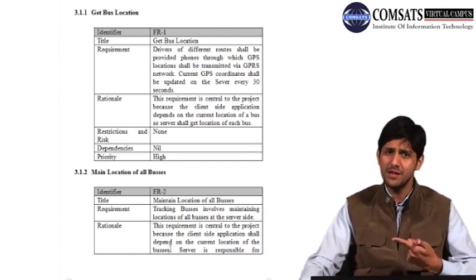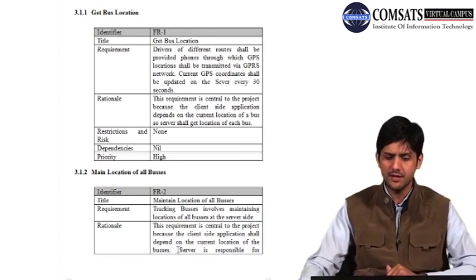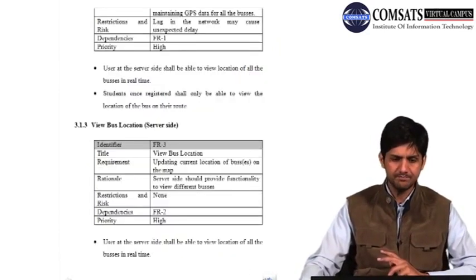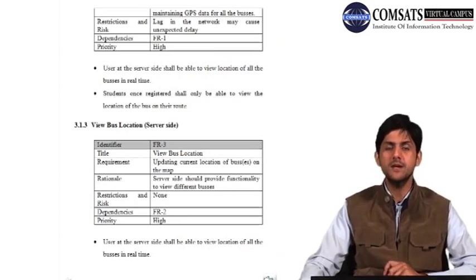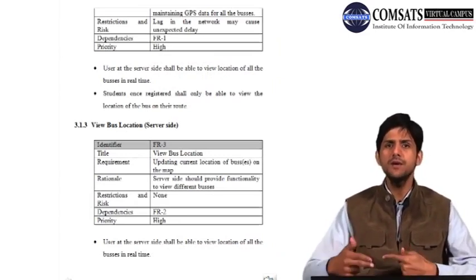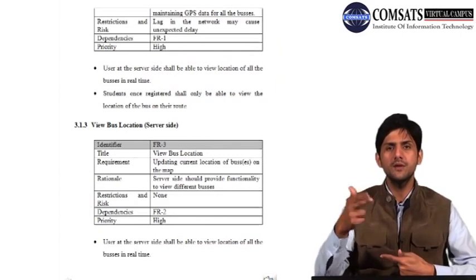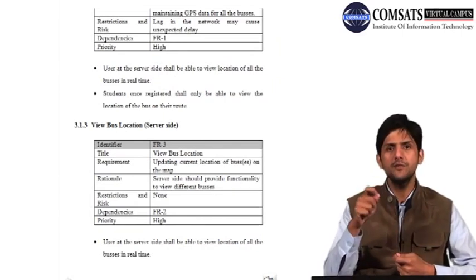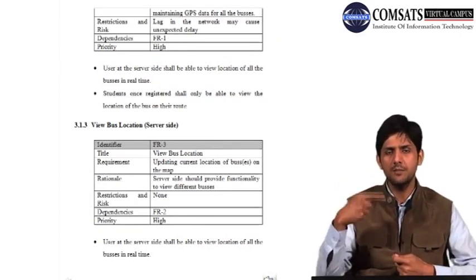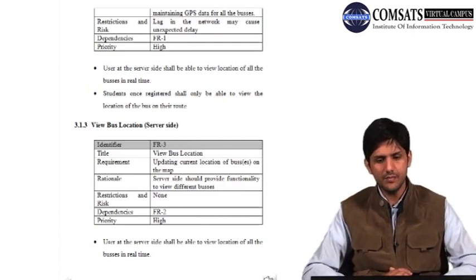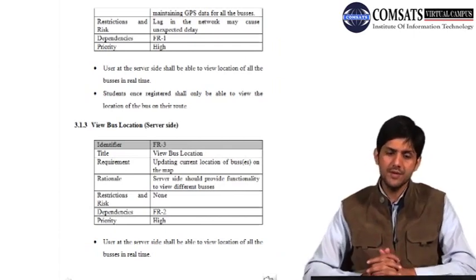So it's kind of similar, the first part, but the second part is the server is responsible for maintaining GPS data for all buses. The server would have different tables assigned to different routes, and they would be keeping track of all the buses. So the GPS location would be updated on those tables. So what are the restrictions and risks?